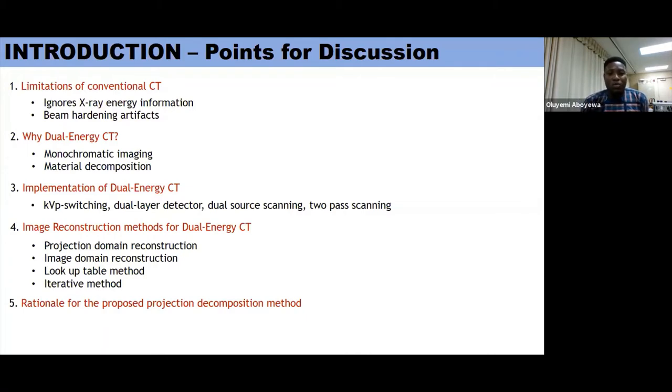Then the author moves on to talk about how that can be implemented. I think in just two lines, he explains how it can be implemented, looking at the different image reconstruction methods, and then establishes a rationale for the proposed projection decomposition method. So that's the introduction. I think this was what it covered. I'll be glad if we can say something about this so that every one of us can get to learn about it. So I'm going to try this again, one more attempt for comments.